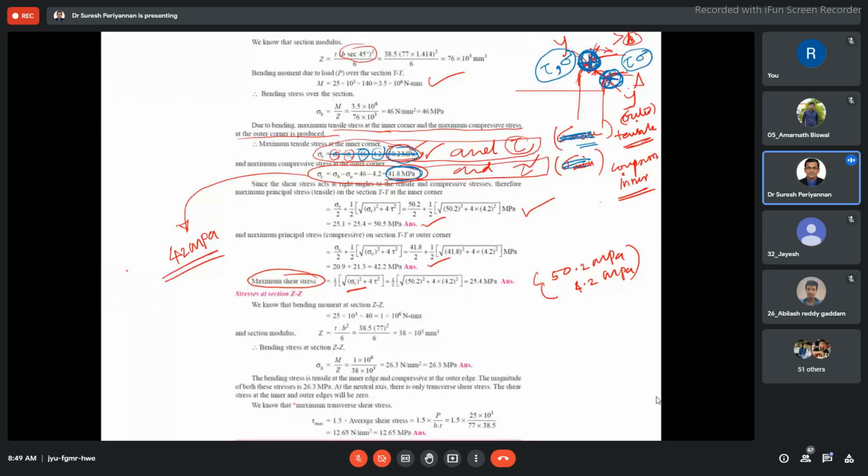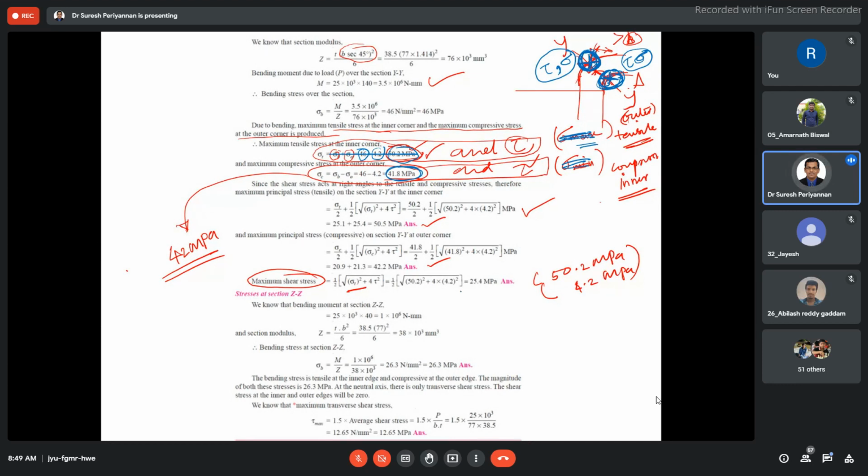I already know this sigma value, and this is the tensile region. We know it is 50.2 megapascal, and the shear stress is 4.2 megapascal. When you substitute in the maximum principal stress equation, we are able to find the maximum stress in this region. In both points we are able to find the stress component. Finally, this is the maximum stress acting in the YY region, especially at the inner and outer corner of the clamp.